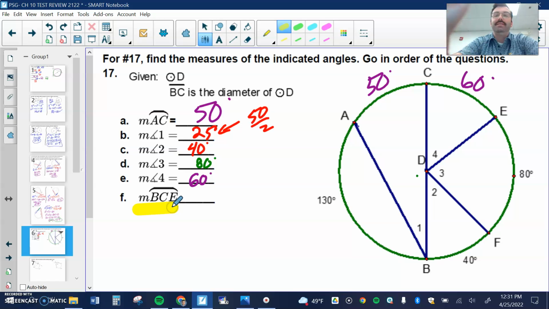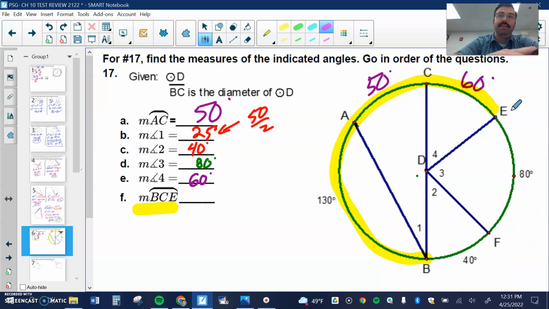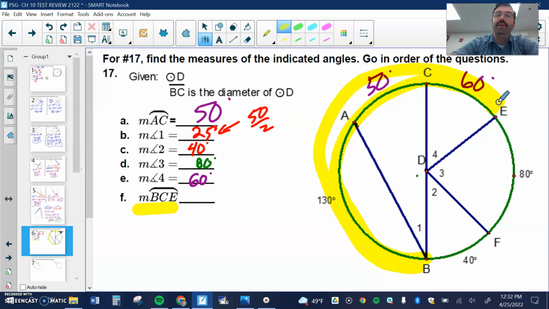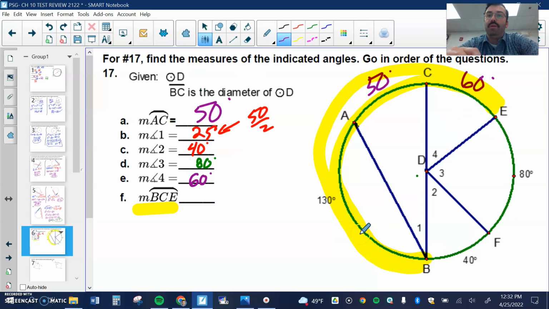Last one, BCE. BCE is a major arc because there are 3 letters there, so I want to start at B, go to C, and then to E. I know not to go this way. If I went that way, it would have just said BE. Alright? But since it says BCE, I have to start at B, go through E, and all the way to C. BCE is 130 plus 50 plus 60, or 180 plus 60.